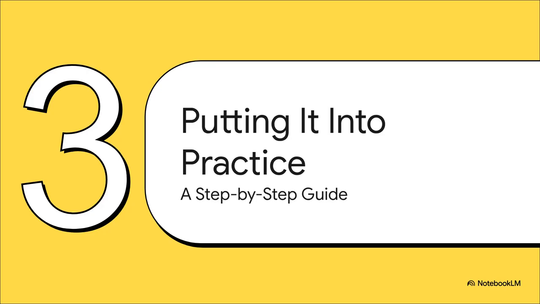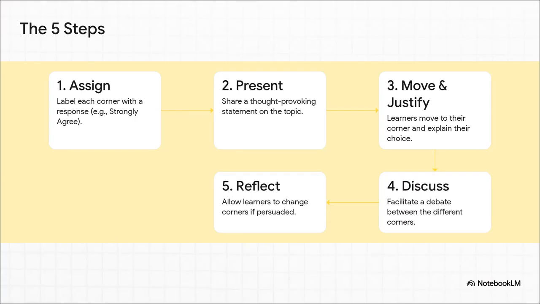All right, so this all sounds pretty cool in theory, right? But how do you actually do it? Let's walk through the actual steps to get 4 corners up and running. And don't worry, it's way easier than it sounds. Okay, step 1, you just label your 4 corners. Strongly agree, agree, disagree, strongly disagree. Super simple. Step 2, you drop a provocative statement on them. Step 3, everyone gets up, moves, and gets ready to explain their choice.